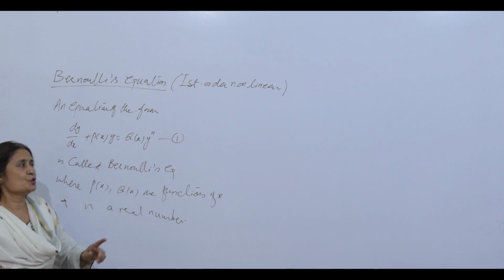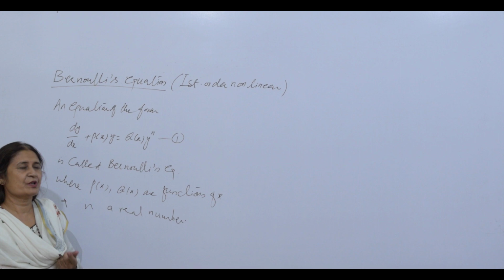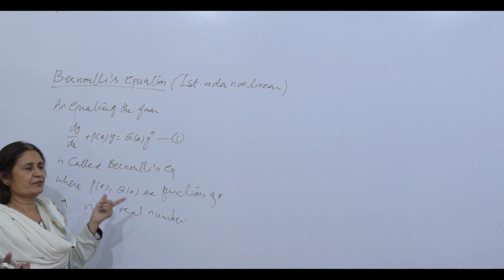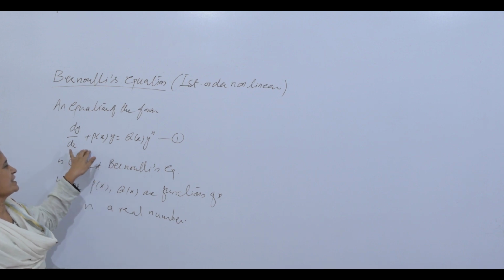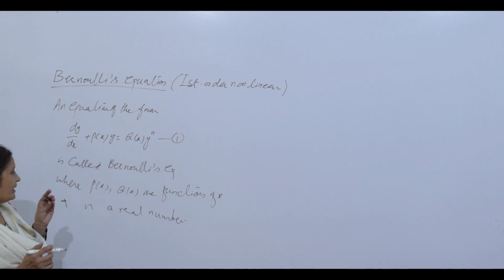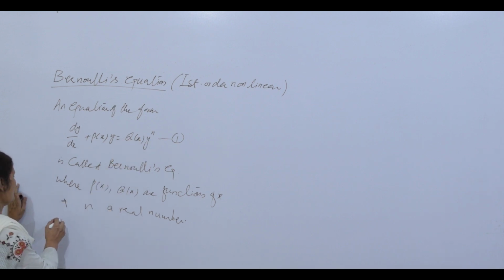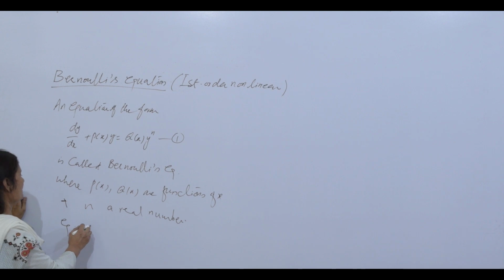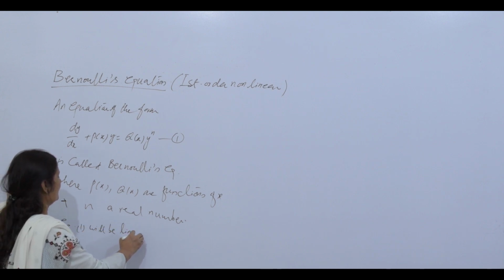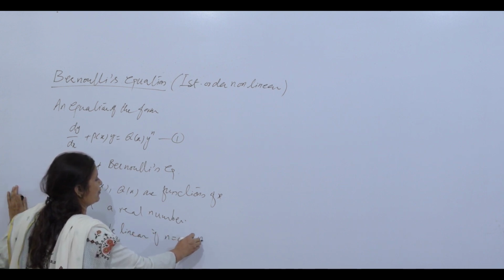Now if n is 0, this is a linear differential equation. We have just studied it by finding the integrating factor and multiplying with the integrating factor. The left hand side is the derivative of the product, and we find the solution by integrating. If n is 1, it is linear. So equation 1 will be linear if n is 0 or n equal to 1.